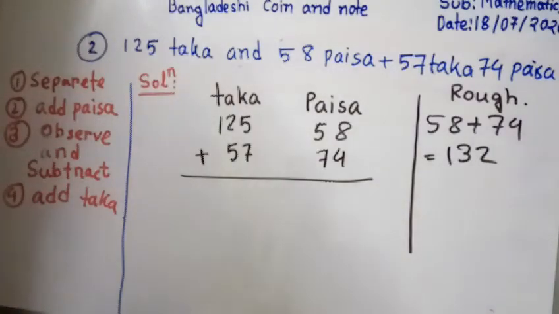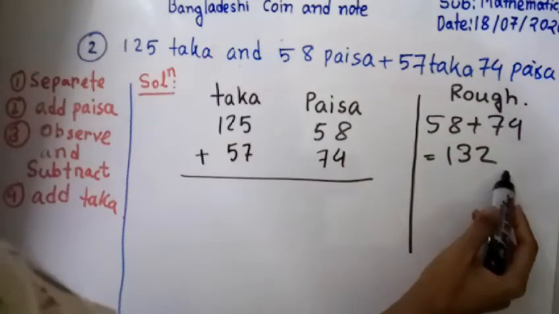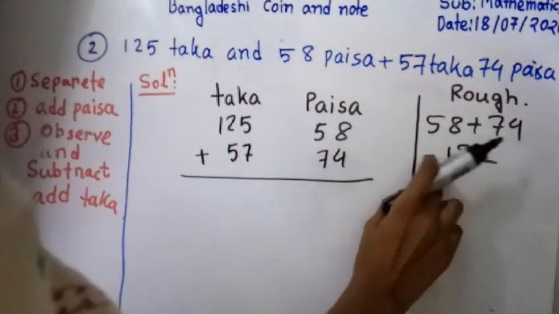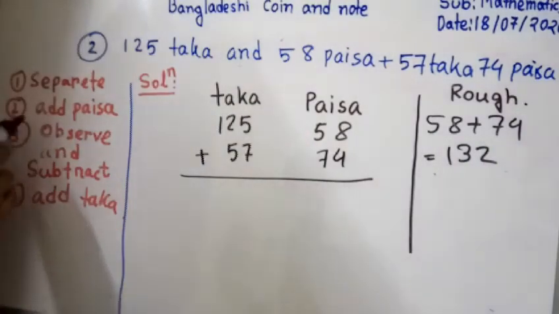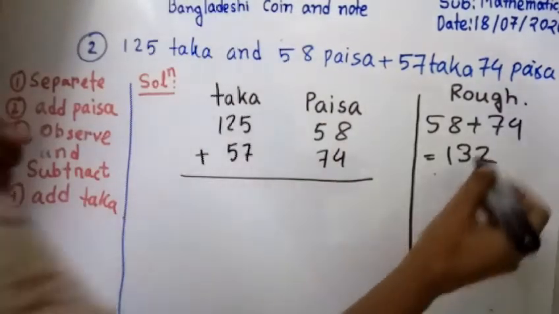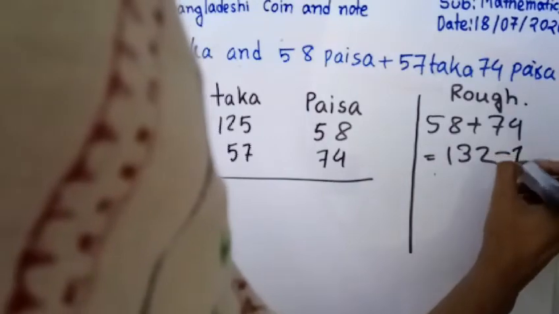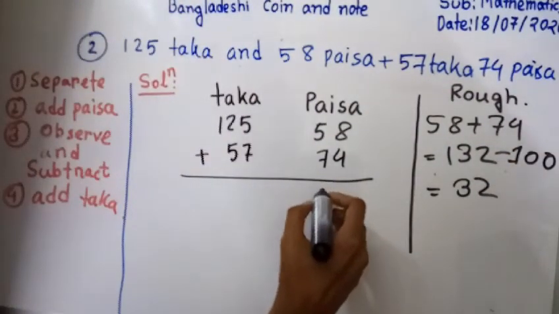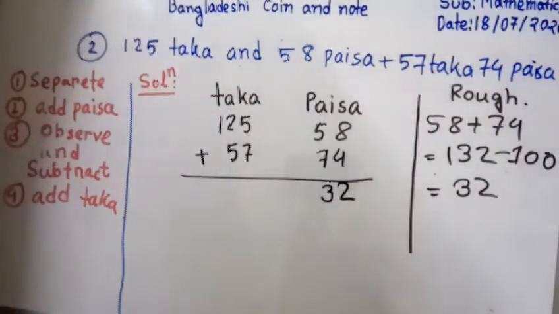Here we know 100 paisa is equal to 1 taka. So we have to observe here, if we get 100 paisa or larger than 100 paisa, we have to subtract here. So third step is observe and subtract. Subtract if needed, we will subtract 100. Okay, we will get 32. Here we will write 32.